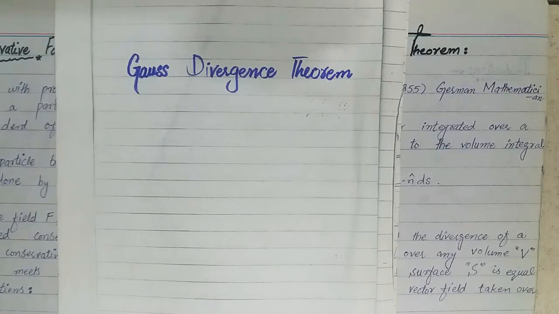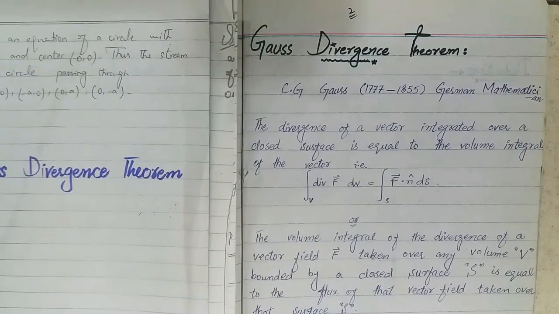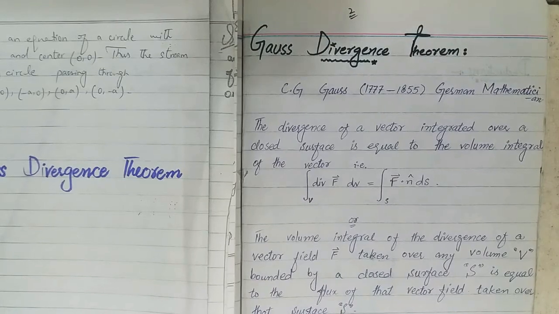Today our topic of discussion is Gauss's divergence theorem. This theorem was given by the German mathematician Gauss, and it states that the volume integral of the divergence of a vector field taken over any volume bounded by a closed surface is equal to the flux of that vector field taken over that surface.